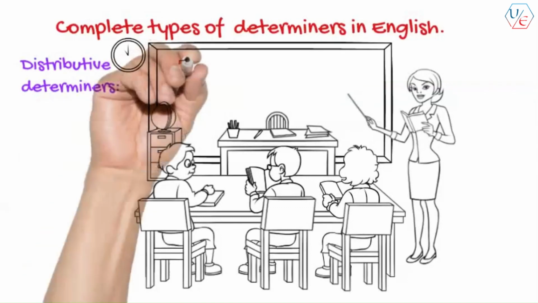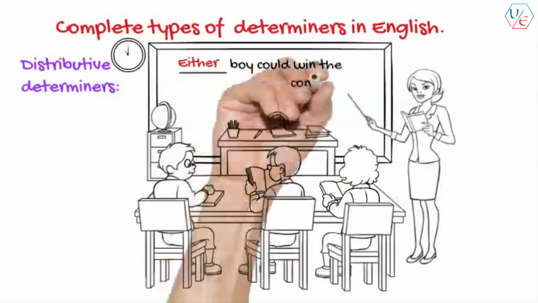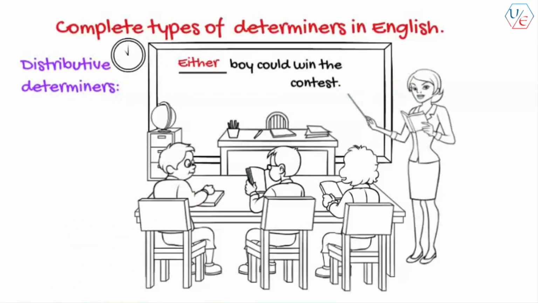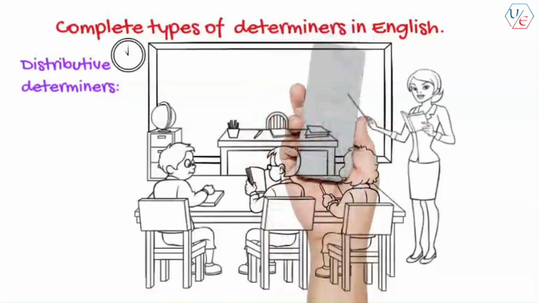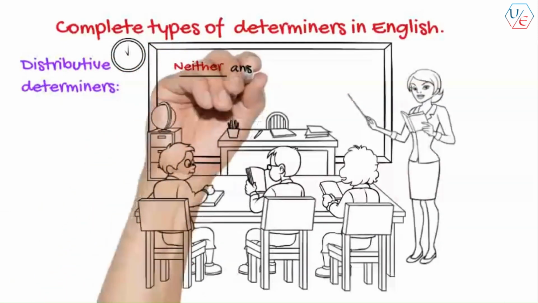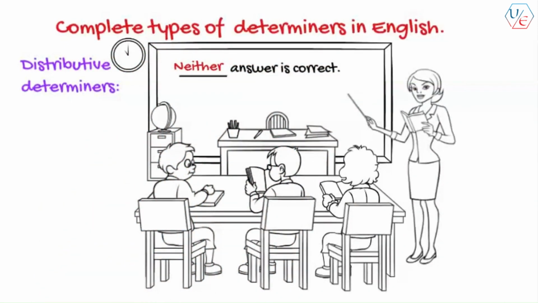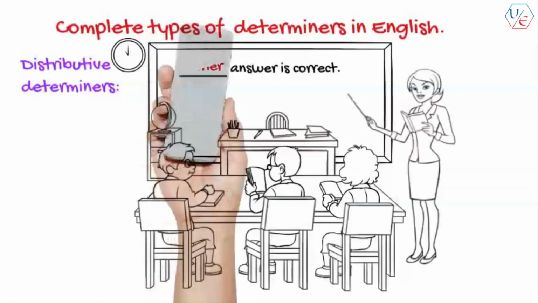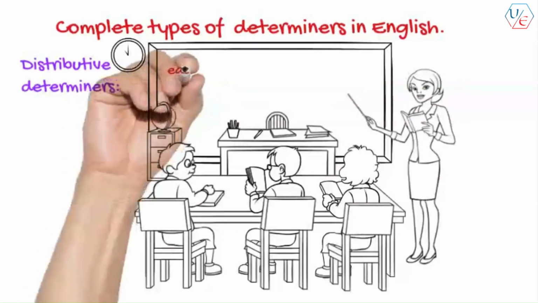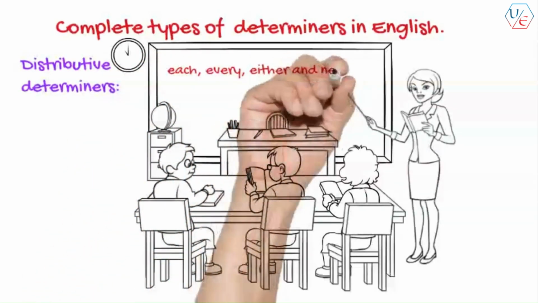Let us study these. Either boy could win the contest. Either is used when a condition applies to one or the other in the pair. We can see the same in this example. Similarly, in neither answer is correct, we can see how neither is used to state that not one or the other option is viable. So friends, the only distributive determiners in English are each, every, either and neither.